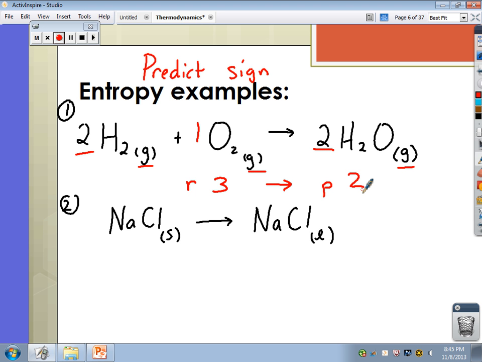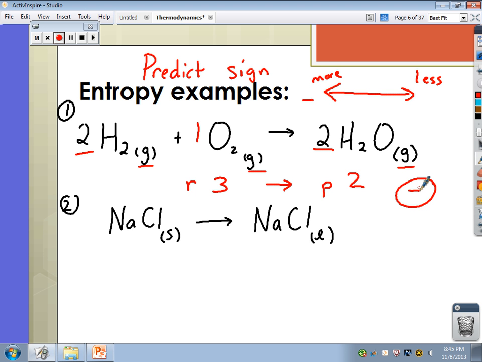Sure looks like it's getting more orderly to me. And so the sign on our number line, remember from before, this is more ordered and this is less ordered. This looks to me like it's going in a negative direction. So the sign for this that I would predict for S is a negative sign because it's becoming more orderly.